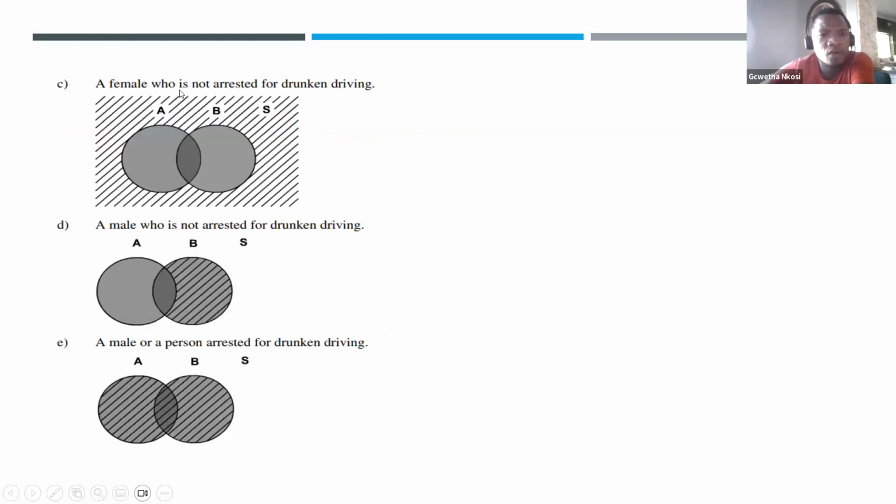Now, a female who is not arrested for drunken driving, that is how we are going to shade that sample space. A male who is not arrested for drunken driving, remember here they are drinking and driving, here is none. So these males are not being arrested for drunken driving. A male or a person arrested for drunken driving, so it means that we can check it can either go both ways. That is how we are shading those particular Venn diagrams.